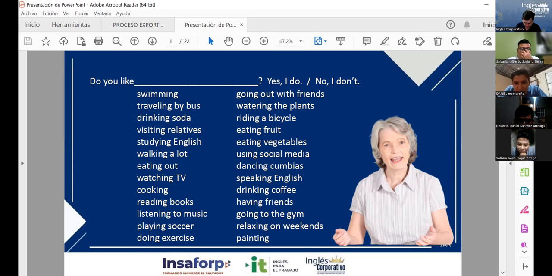Rolando, do you like speaking English? Yes, I do. William, do you like having friends? Yes, I do. Salvador, do you like going to the gym? Yes, I do. Daniel, do you like using social media?